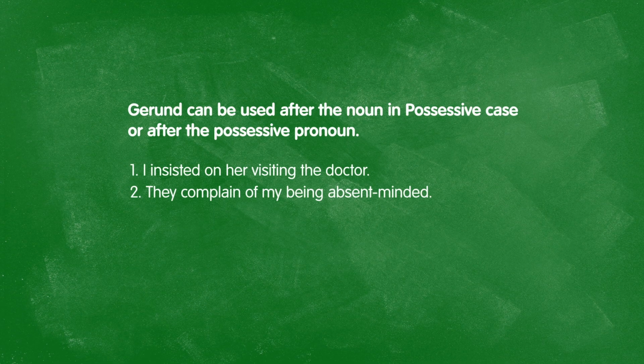Now, finally, I'd like to bring your attention to the fact that gerunds can be used following nouns in the possessive case, or following possessive pronouns. Now, let's see some examples of this to show you how it works. I insisted on her visiting the doctor. They complain of my being absent-minded. Here, we're using it to talk about actions or qualities that someone else owns. My being late, her visiting.